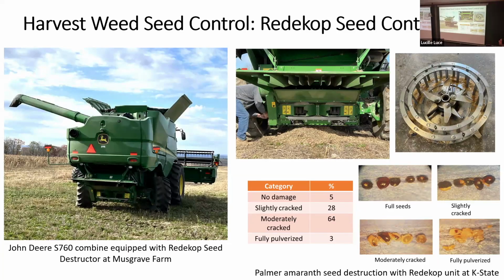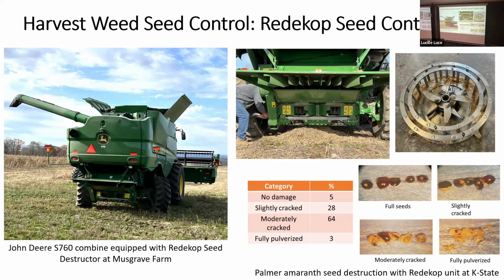Moving on to another tool we are very excited about, and I really appreciate Cornell Ag Experiment Station giving us the support to buy this new tool. This is called Harvest Weed Seed Control or Ready Crop Seed Control Unit. So what it does is basically it collects the crop residue when you are harvesting crop. There are also weed seeds there, right? So it collects those weed seeds and destroys those weed seeds basically.